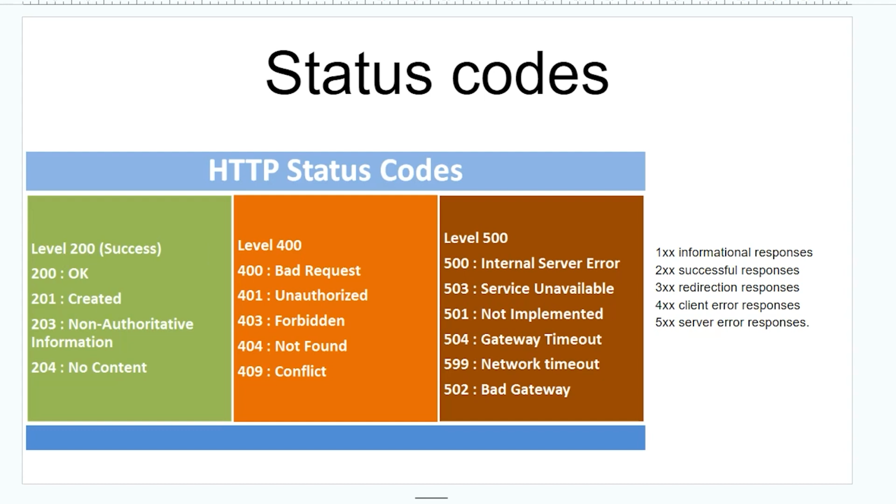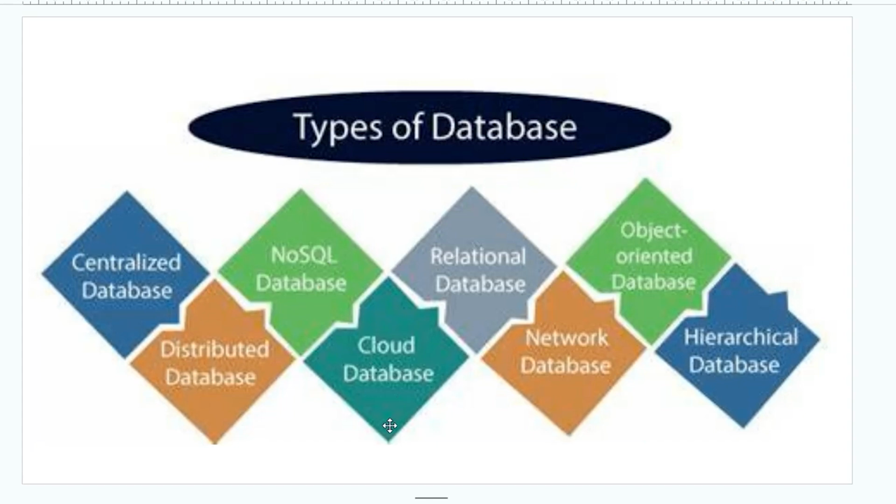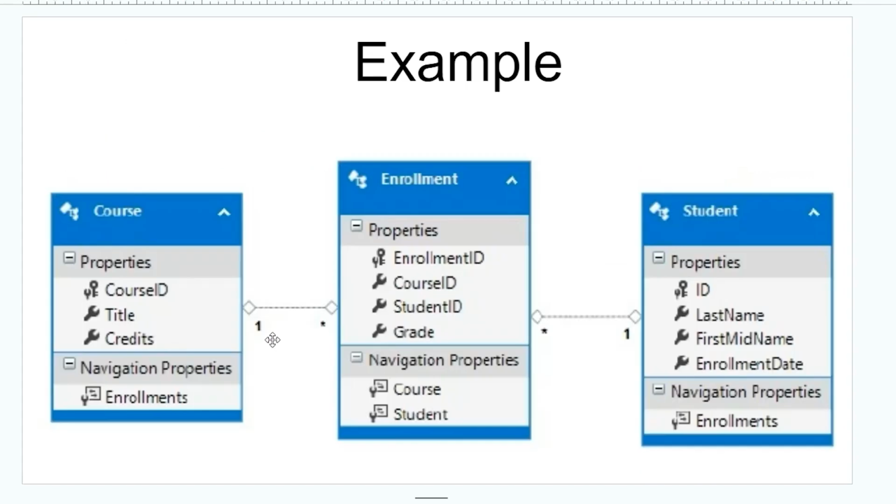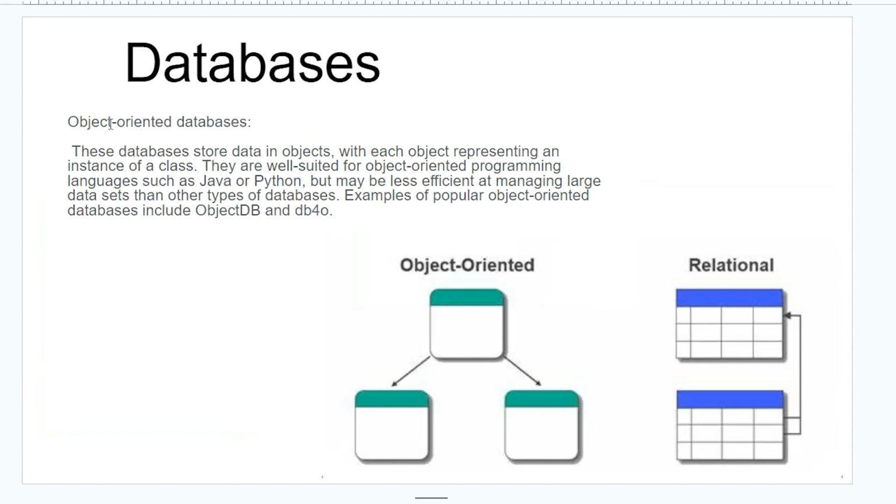HTTP status codes are 3-digit numbers that indicate the status of the request made by the client to the server, and status codes are normally grouped into 5 classes. There are various types of databases, and I learned relational databases, which are tables that have relationships between each other, like many to many or one to many. For example, a user can have different tasks, so this is a one to many relation. And I also learned object-oriented databases, which store data in objects, and each object represents an instance of a class.